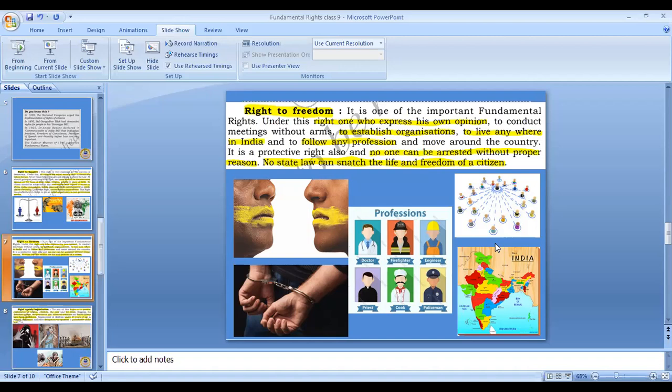Express his own opinion. Okay, and to conduct meetings without arms. So by using this right to freedom, politicians at the time of elections call for rallies, gather people together, and people attend those political rallies, where political leaders express their thoughts.